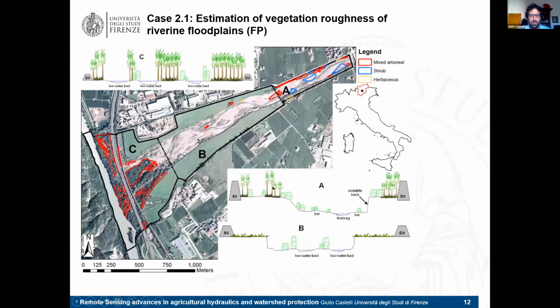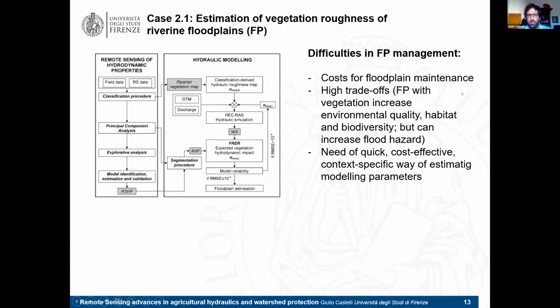Another typical example that we can consider as quite an advanced application of remote sensing is the estimation of vegetation roughness of riverine floodplains. Floodplain management is quite an issue because it can involve a high cost, but of course, if you cut down the vegetation in floodplain areas, you may have some trade-offs. If you keep the vegetation, you have increased environmental quality, habitat and biodiversity, but you can have an increased flood hazard if you keep the vegetation in place.